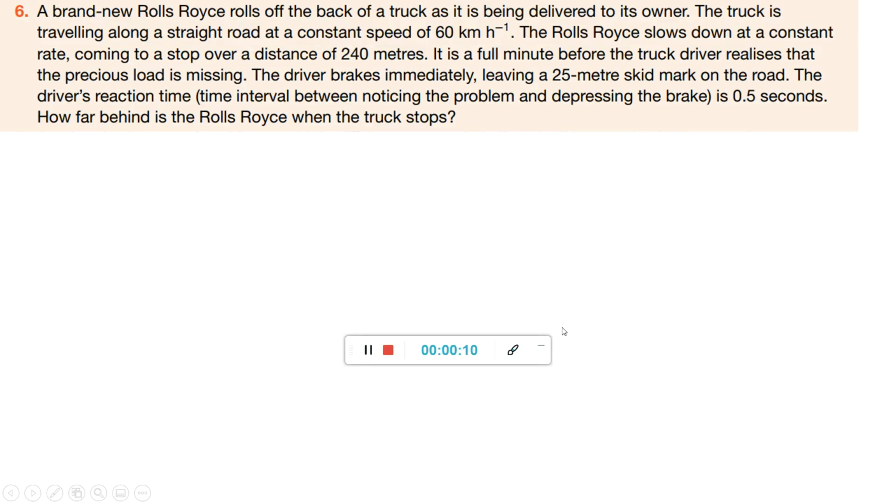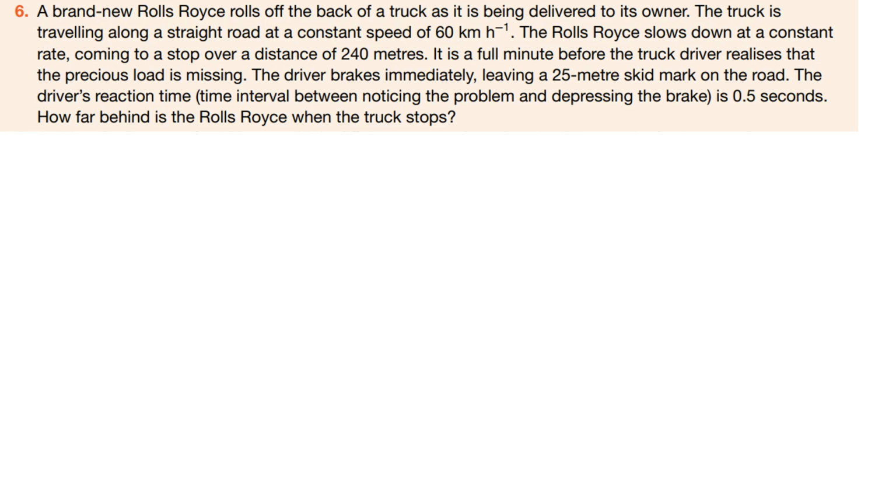Question 6. A brand new Rolls Royce rolls off the back of a truck that is being delivered to its owner. The truck is traveling at a constant speed of 60 km an hour. The Rolls Royce slows down at a constant rate, coming to a stop over a distance of 240 meters. There's a full minute before the truck driver realizes that the precious load is missing. The driver brakes immediately, leaving a 25 meter skid mark on the road. The driver's reaction time interval between noticing the problem and depressing the brake is 0.5 seconds. How far will the Rolls Royce be when the truck stops?